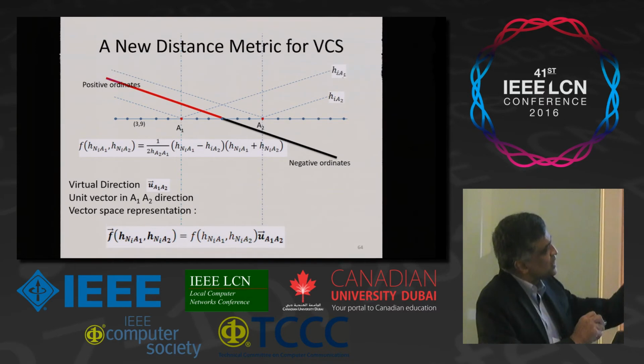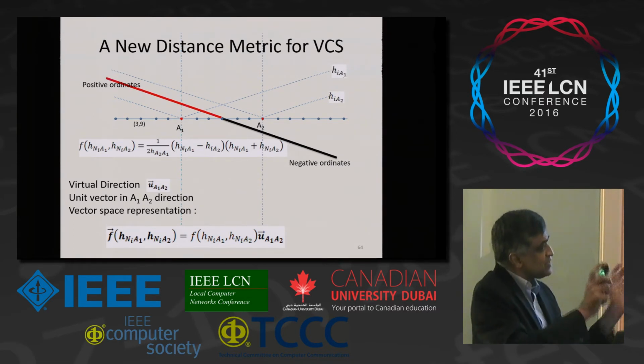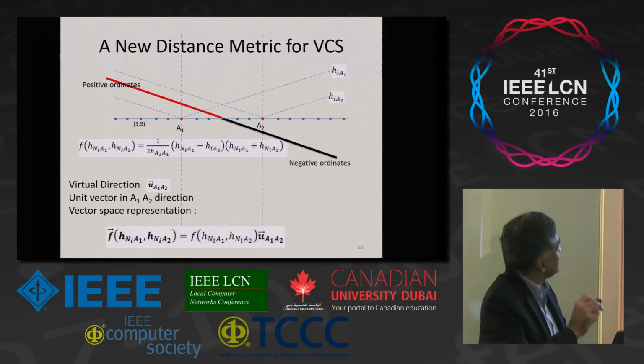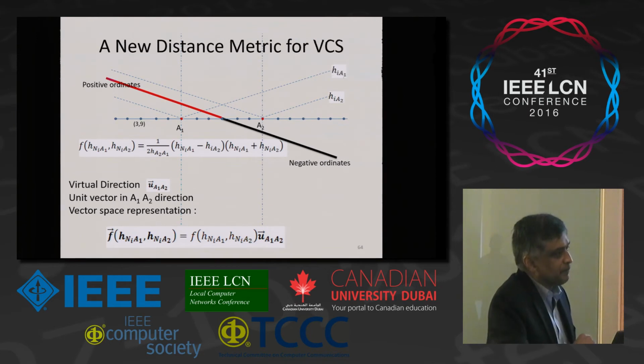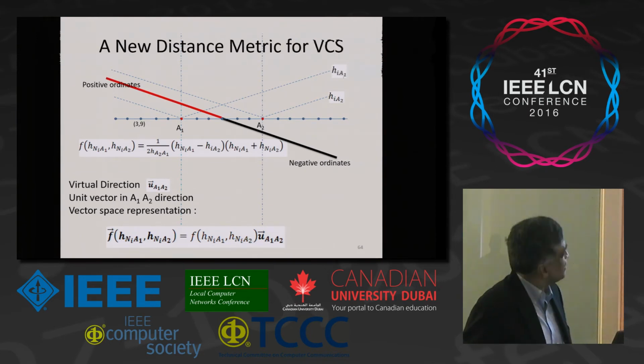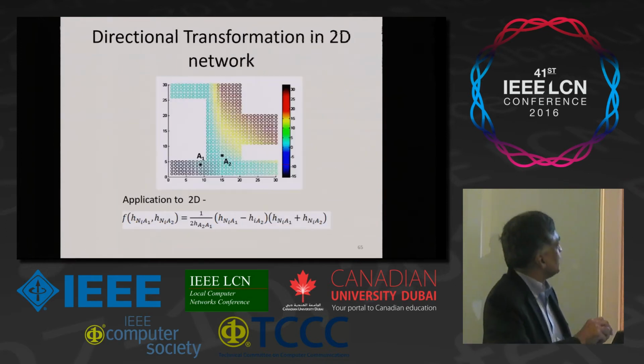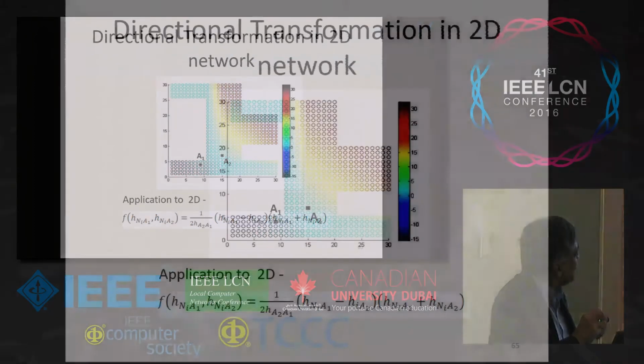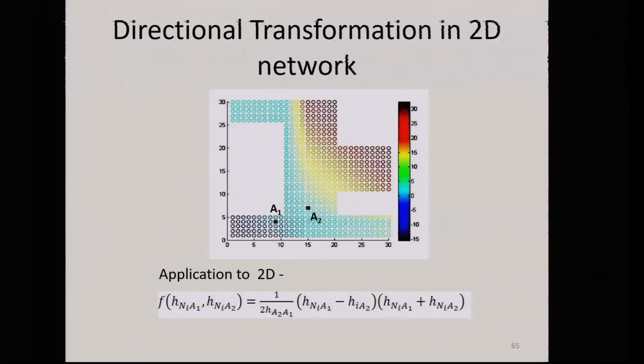So I have gone from a virtual coordinate that lost the direction; I combine two of them, and suddenly I have the direction. It's an illustration in 1D. We can apply it to a 2D network. I select this point here and this point, two random anchors, and the color corresponds to virtual coordinate 1 squared multiplied by virtual coordinate 2 squared.